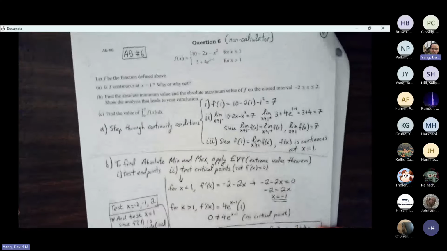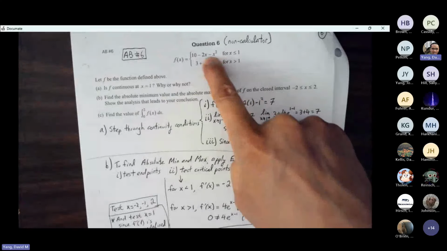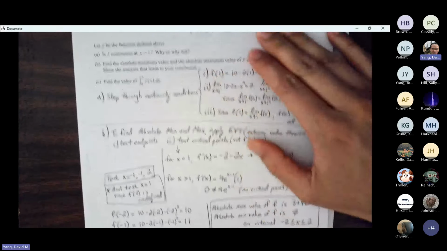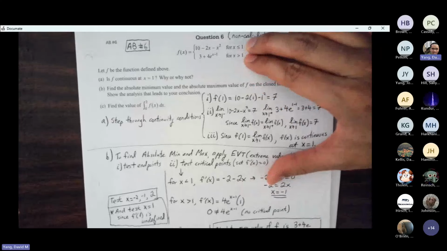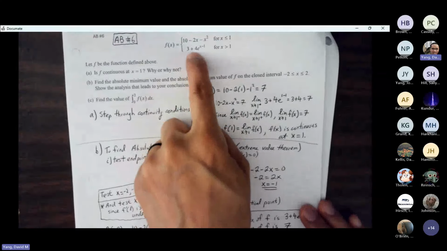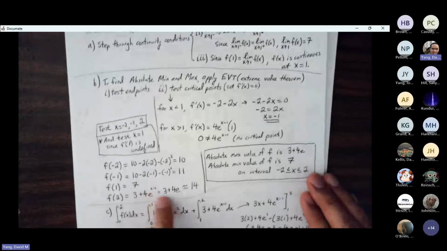Okay. If I plug -1 in, -1 is also living on the first piecewise function. So -1 in for x, I get 11. Plug 1 in. I know 1 is a critical point as well because that's where the two graphs meet. f of 1 equals 7. And finally, f of 2 is with the last piecewise, 3 plus 4e to the 2 minus 1. So that's just going to be e.